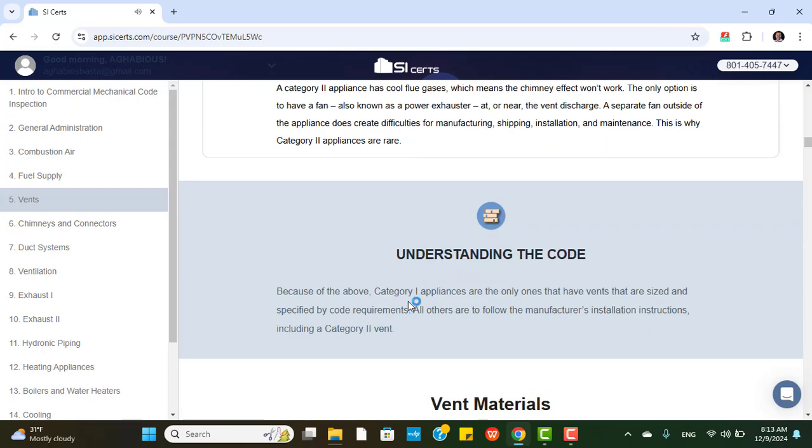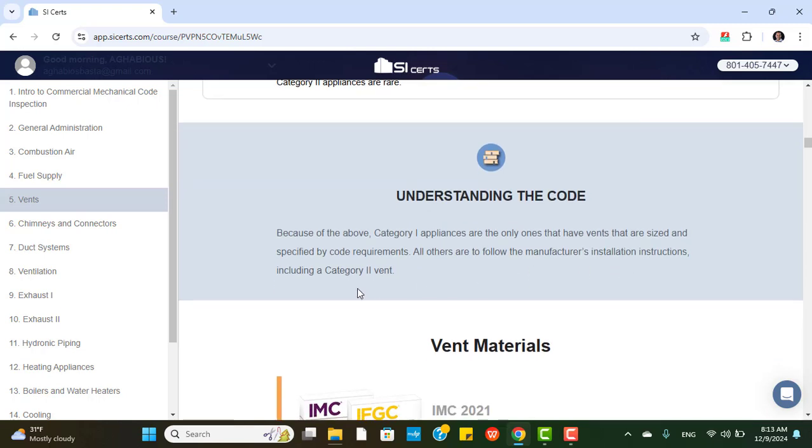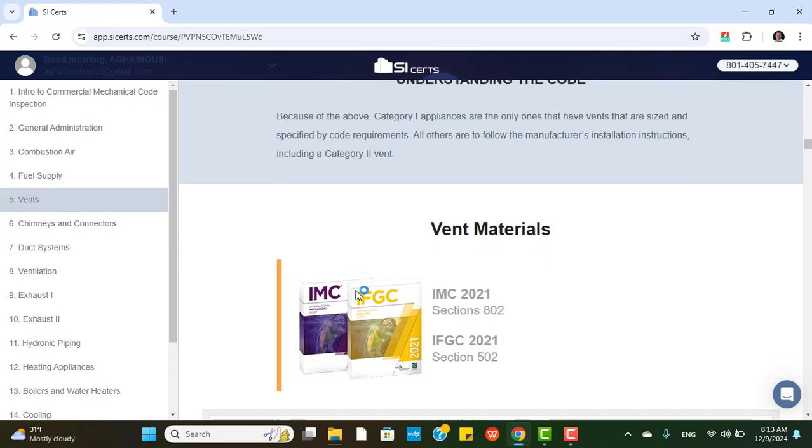Understanding the code. Because of the above, category 1 appliances are the only ones that have vents that are sized and specified by code requirements. All others are to follow the manufacturer installation instructions, including category 2 vent.